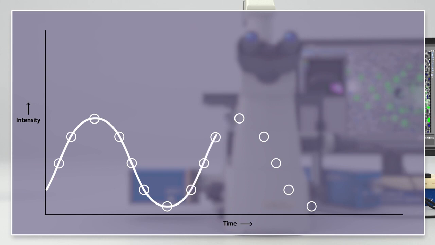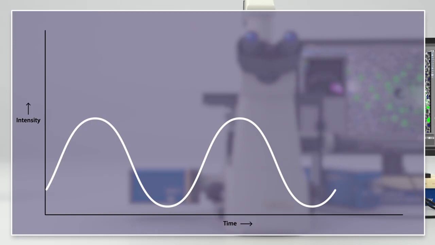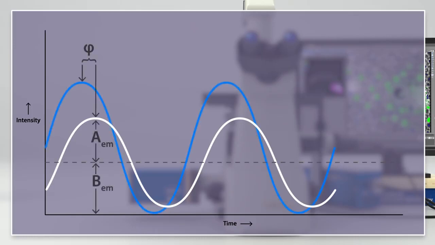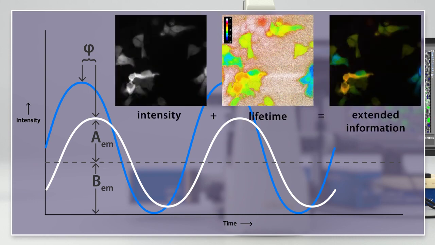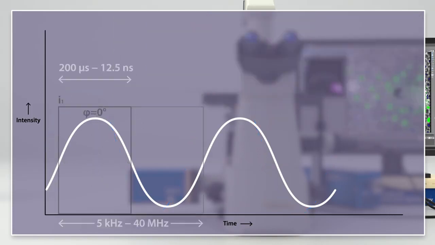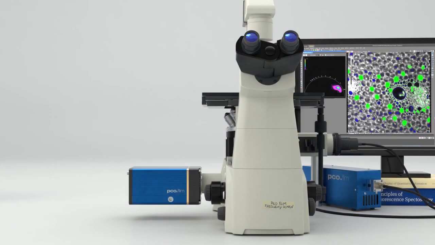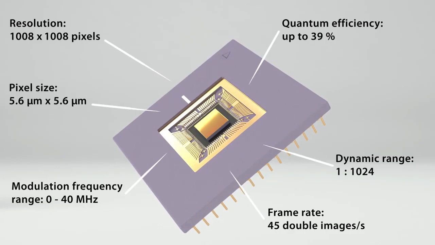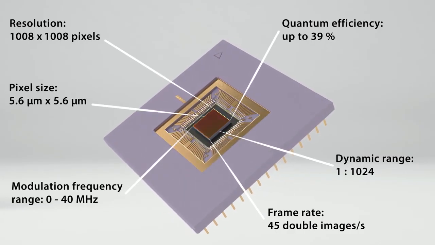Finally, a sine curve is fitted into the measured values in the images I1 to I4 for each pixel. This sine curve provides the phase angle phi, the amplitude A emission, and the constant component B emission, which are used to determine the corresponding fluorescence lifetime values. These lifetime images extend the information obtained by common intensity images. The reconstruction of the emission signal by means of half-wave integration requires a fast modulatable image sensor. This is where the modulatable high-frequency sensor FLIM2 comes into play.